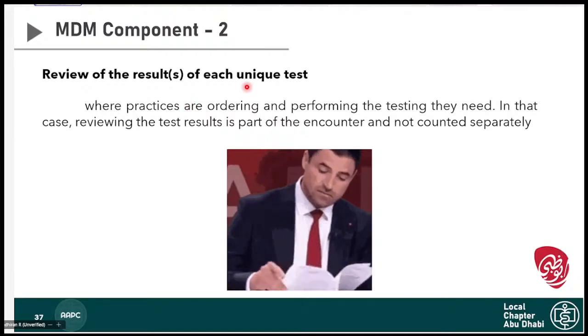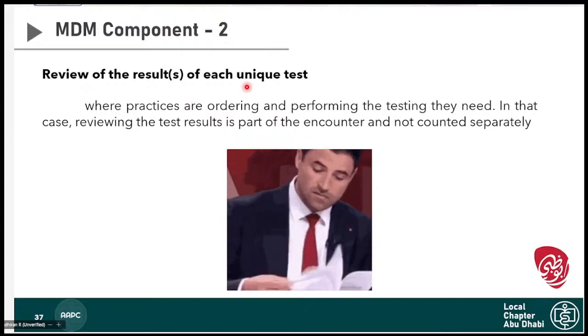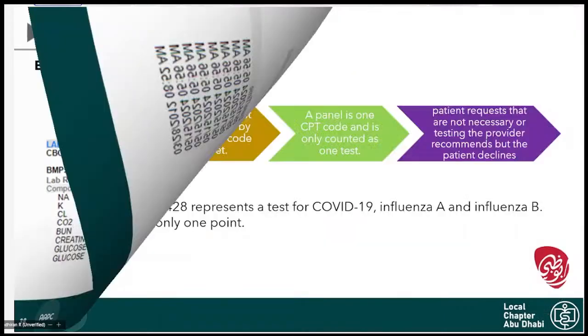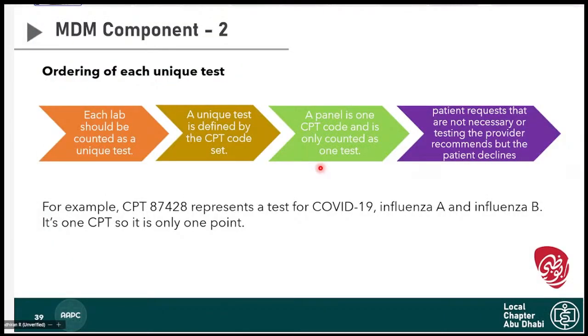So here each unique test we can consider as one point. For example, if our provider reviewed the CBC and BMP, each should be considered a unique point. CBC we can give 1 point, BMP also we can give one more point. So in total we can consider 2 points here. So next we'll discuss ordering of each unique test.